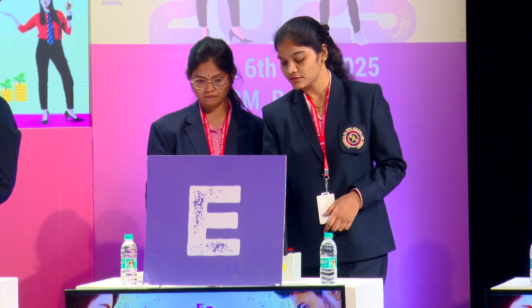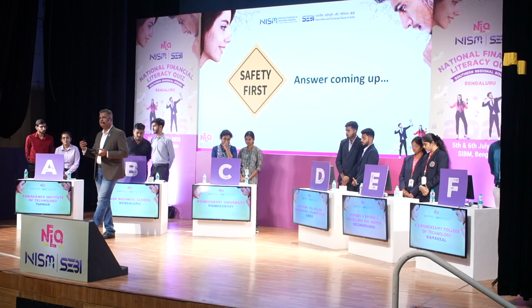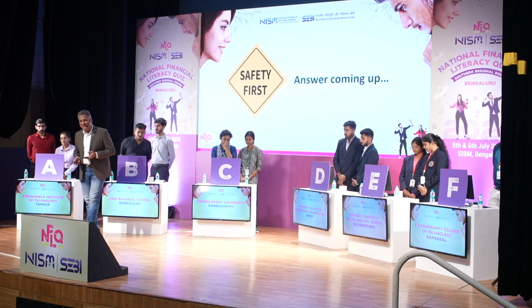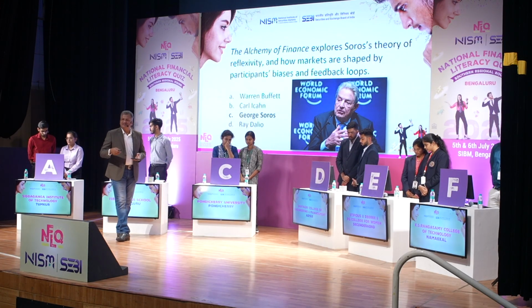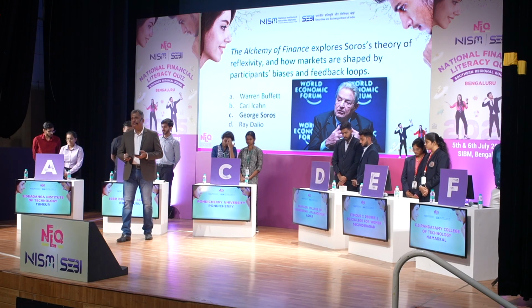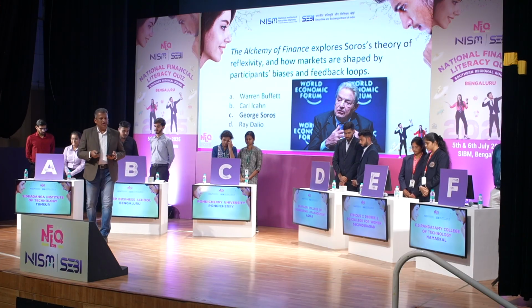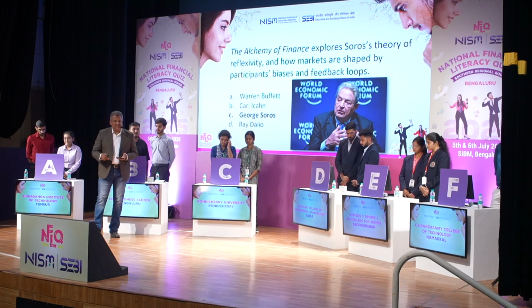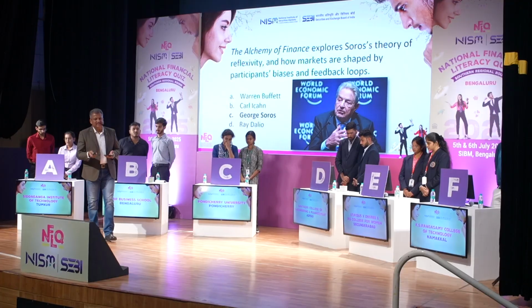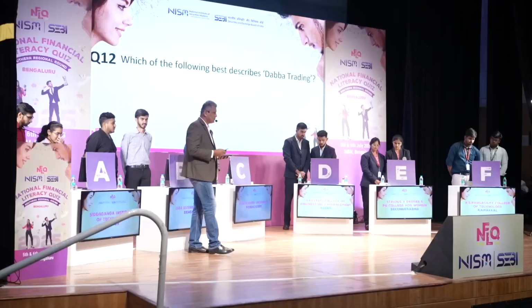Option A, Warren Buffett. Not Warren Buffett, though he did write some good things. This is a gentleman who's mentioned quite often, not just in Indian finance, but in Indian politics as well. This is George Soros, famously called the man who broke the Bank of England because he took a short position on the British pound, which nearly bankrupted the Bank of England. He wrote a book called The Alchemy of Finance, which explains his theory of reflexivity, how markets are shaped by the biases of participants. No points, but we will go to Team F with the last question.